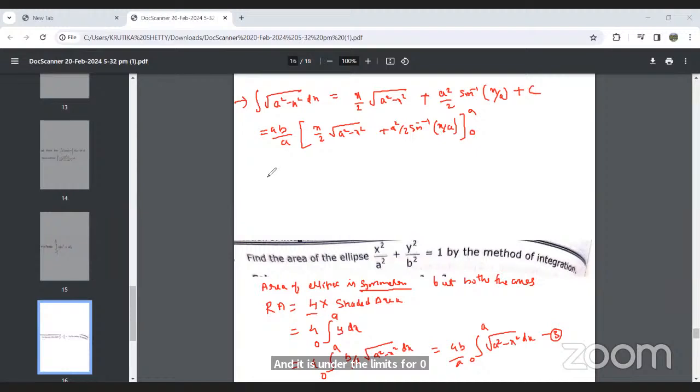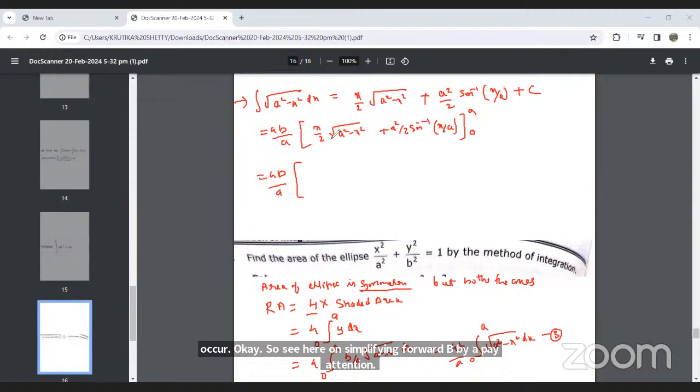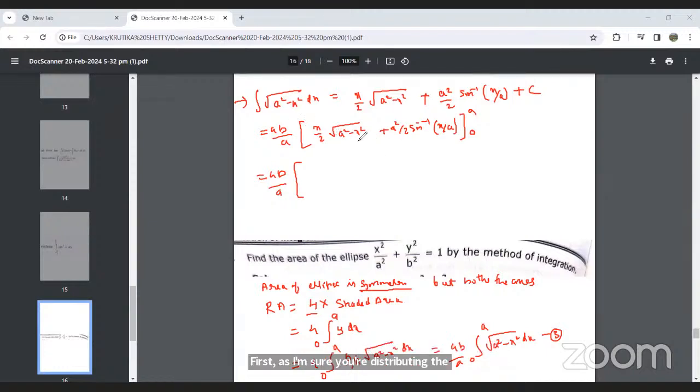On simplifying, 4b by a, pay attention. First we are substituting the upper limit a. When I substitute a in this term, a square minus a square will be equal to 0, and 0 into any term will be equal to 0. Then in the second term we get a square upon 2 as it is, sine inverse a upon a. A upon a is nothing but equal to 1.